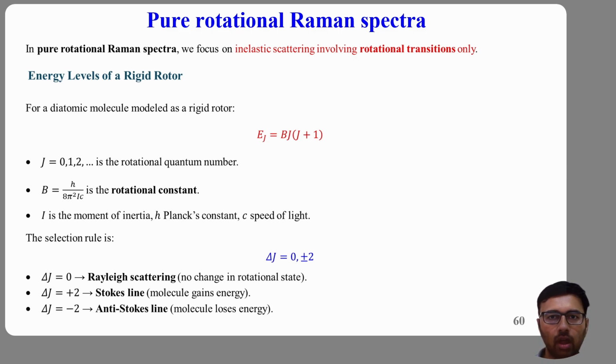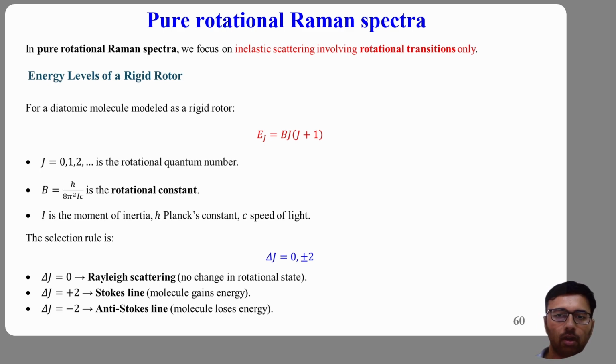These spectra allow us to determine incredibly precise molecular properties such as bond lengths, moments of inertia, rotational constants, and vibrational energy spacings. In many ways, Raman spectroscopy becomes a direct window into molecular mechanics. Let us begin with pure rotational Raman spectra.